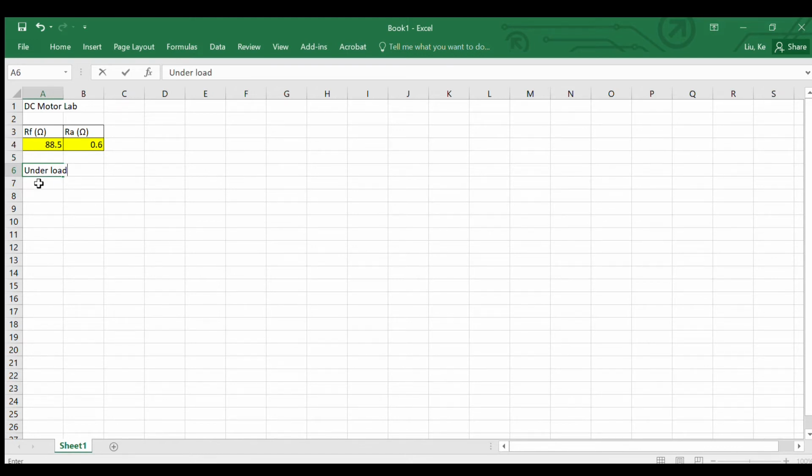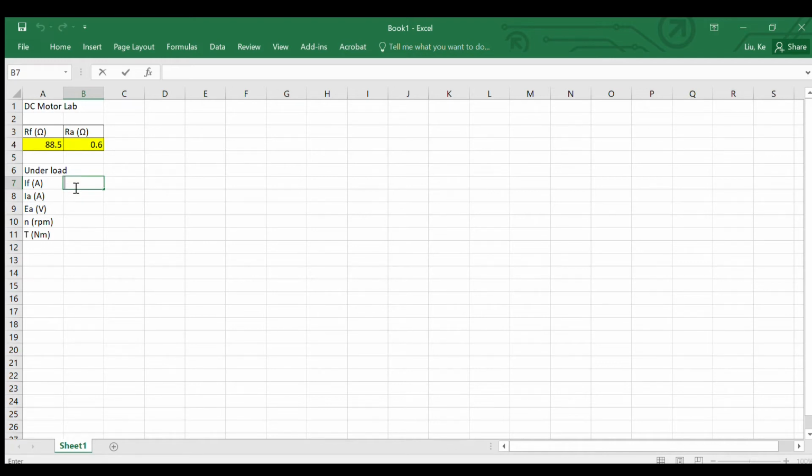Another set of data will be the under-load data, and we measured quite a few variables. The first one was the field current, and the unit is amps. The second one is armature current, and the unit is amps as well. The next one is the armature voltage, in volts. Then the speed in RPM, and the torque in Newton meters. Those are the numbers we measured, and we measured quite a few sets.